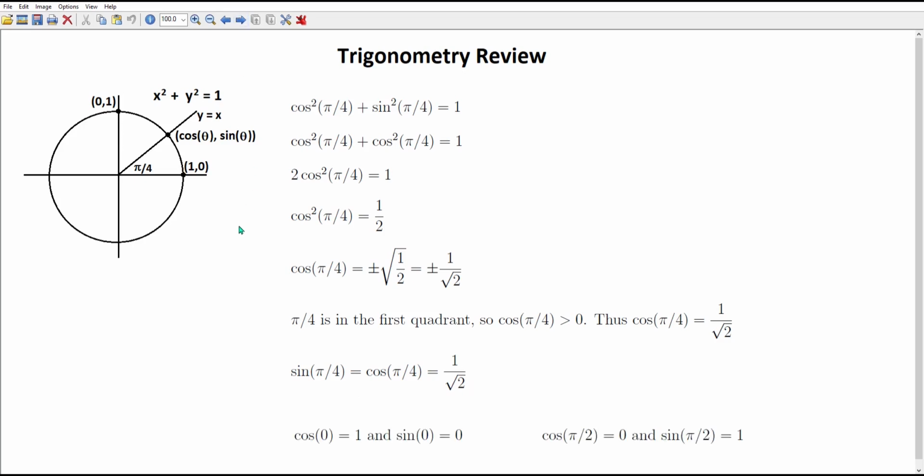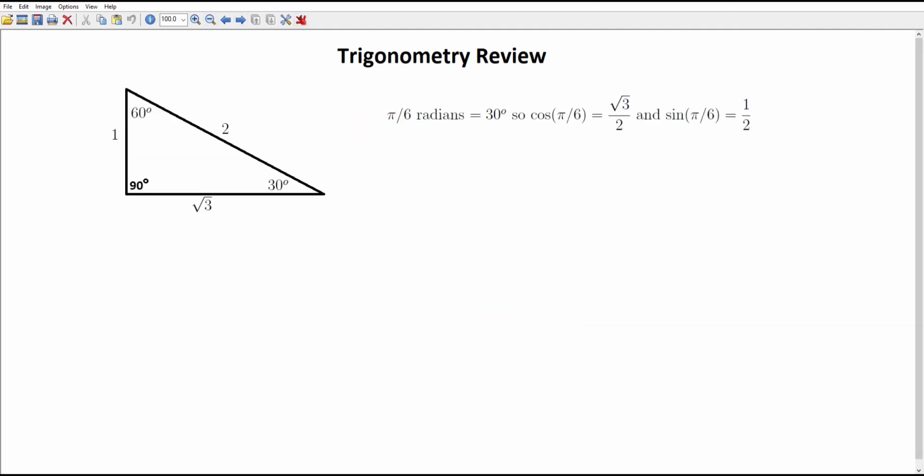Now let's look at a couple of these other points. 1, 0 is an angle of 0. First coordinate is 1, second coordinate is 0. So the cosine of 0 is 1, and the sine of 0 is 0. If we look up here, this is 90 degrees, or pi over 2. Cosine 0, sine 1. So the cosine of pi over 2 is 0, and the sine of pi over 2 is 1.